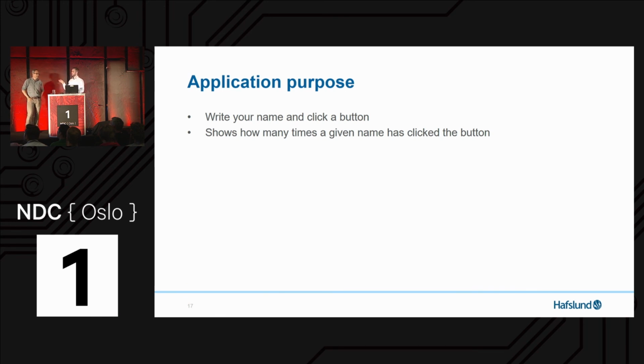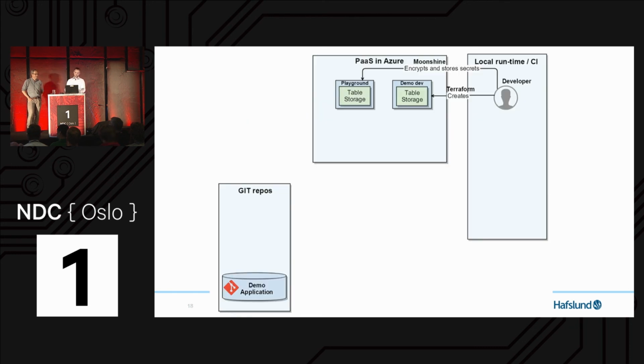So we'll soon jump right into a demo, and we'll show a very small application. It's basically a front-end client where you can write in your name and click a button, and it will register how many times a given name has clicked the button. And it will, of course, store it down to our API, which further stores it in a table storage in Azure. So this is basically the architecture that you'll see.